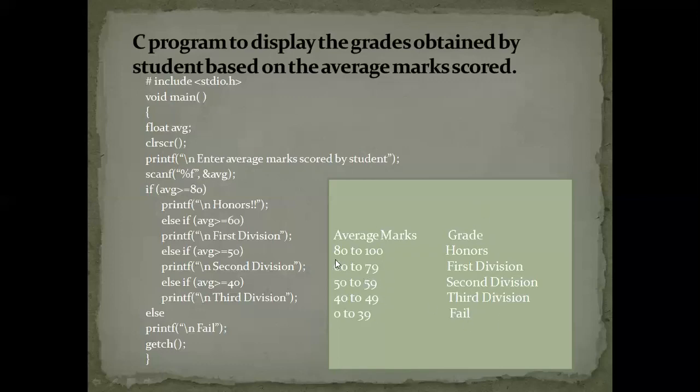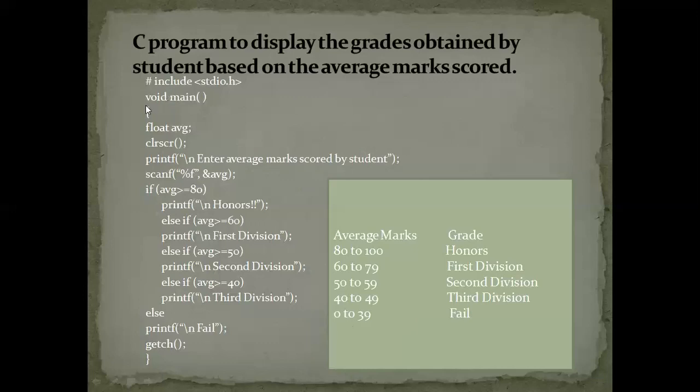If the student has got marks between 80 to 100, we are going to give the grade honors. If the student scored between 60 to 79, the grade will be first division. The average mark scored between 50 to 59, second division. Between 40 to 49, third division. If 0 to 39, then fail. So based on this, I need to write the program.